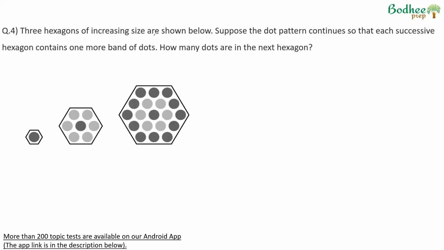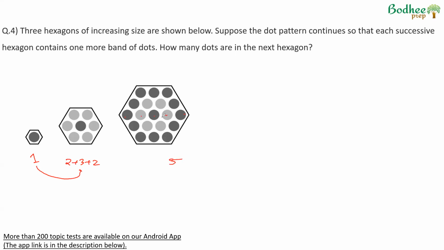3 hexagons of increasing size are shown below. Suppose the dot pattern continues so that each successive hexagon contains one more band of dots. How many dots are there in the next hexagon? So here there is one dot. Here we have 3, 2, 2, 3 and 2, 3 and 2. The central number goes from 1, 2, 3. Here the central number will be 1, 2, 3, 4, 5.